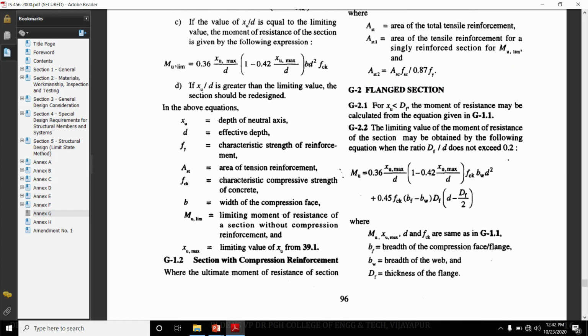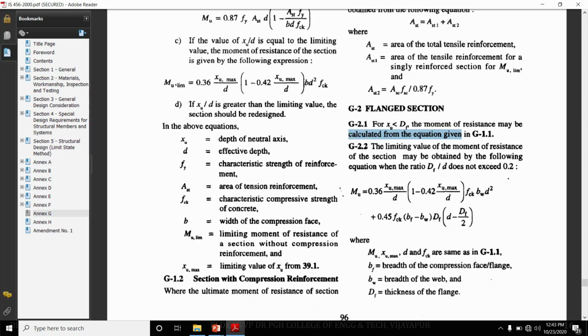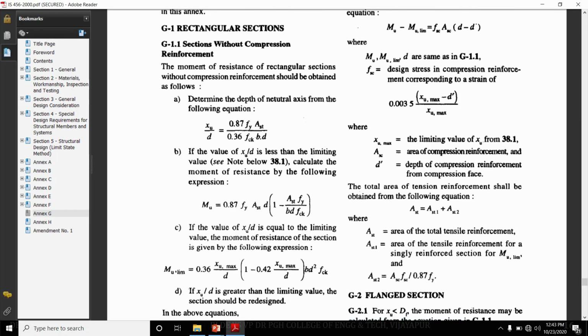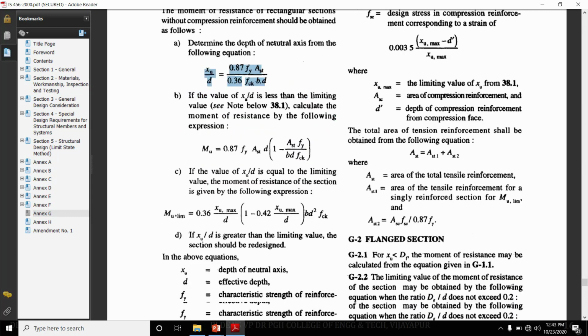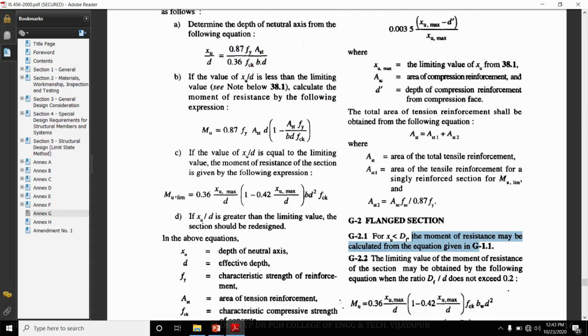First, what they have given is when XU is less than DF. When XU is less than DF, that is, when the depth of the neutral axis lies within the flange, then the moment of resistance can be calculated using the equation given in G1.1. G1.1 is nothing but this, for a rectangular section, just as I said. So if the depth of the neutral axis is less than the depth of the flange, it will be like a rectangular section itself. So based on what we apply for a rectangular section, we can calculate the moment resisting capacity of the section.